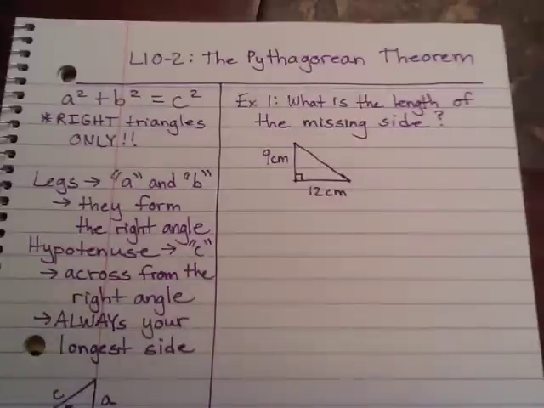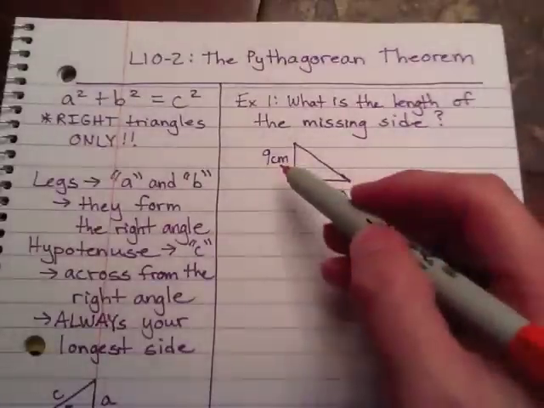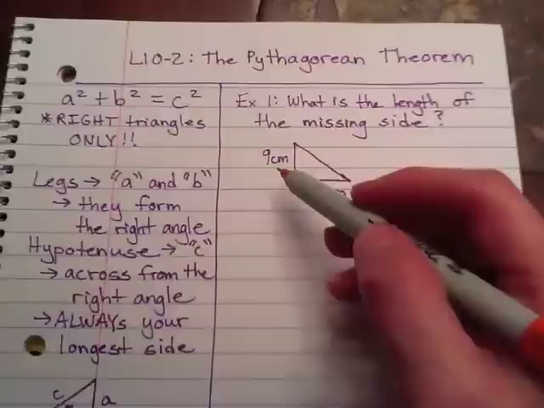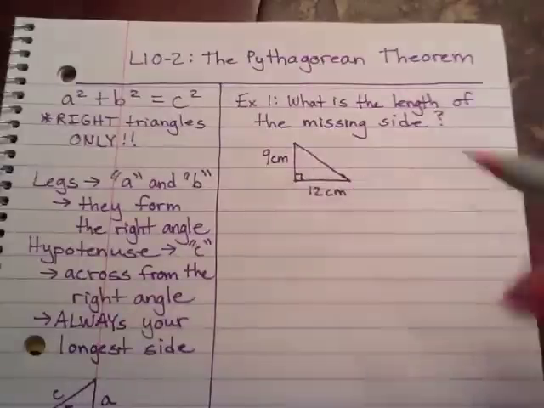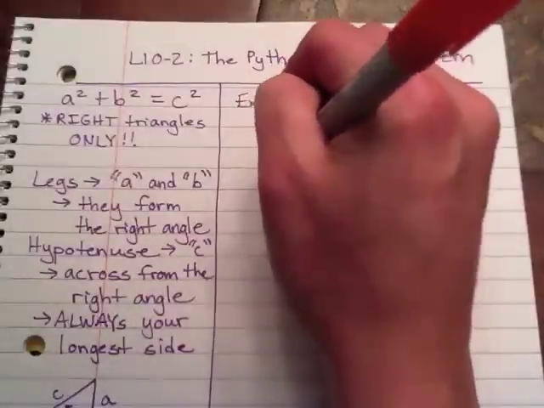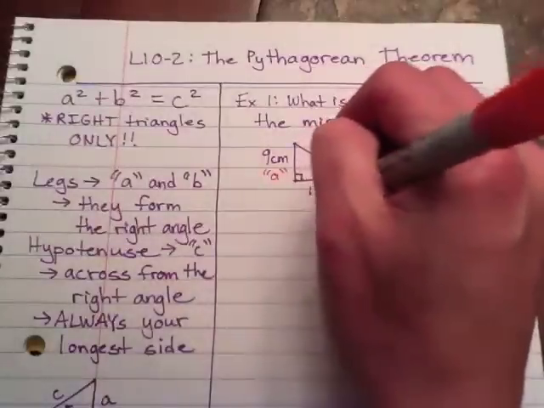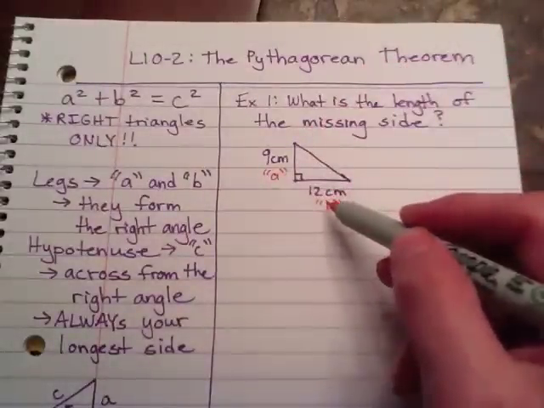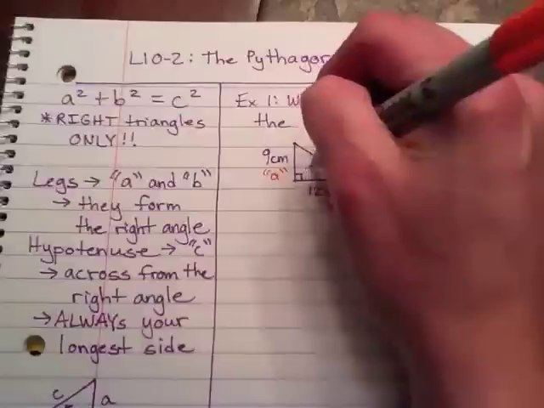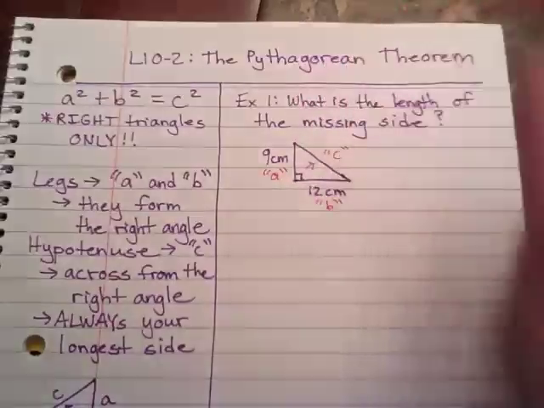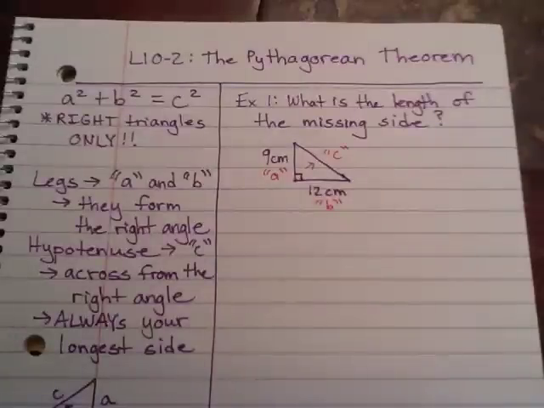So the first thing that you want to do is go through and label your sides. So what do you want to call this side? You could have called it A or B, it doesn't matter. I'm going to go ahead and call this side A. If I called this A, I need to call this one B. If you called that one B, you want to call this one A. And then always the one across is C. So in this case, we are missing our C side. So now you're just going to plug the values in and solve for the missing side.